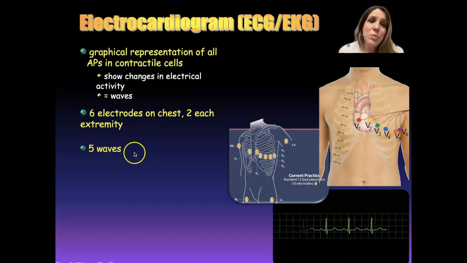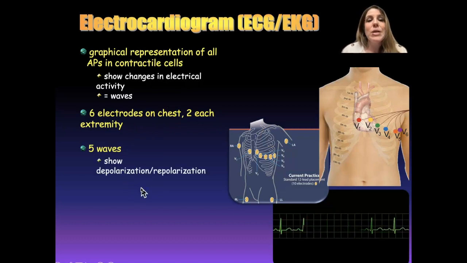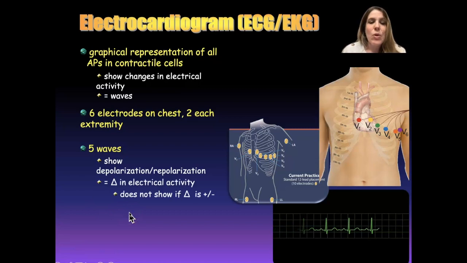So there's 5 waves we're going to be talking about, and we'll break those down in a second, but those are going to show whether we're in depolarization or repolarization of the atria or the ventricles, or if you're not in one of those, what else is going on. So again, overall, it's showing you the change in electrical activity, not whether that change is positive or negative.